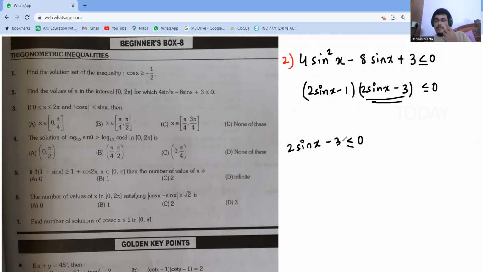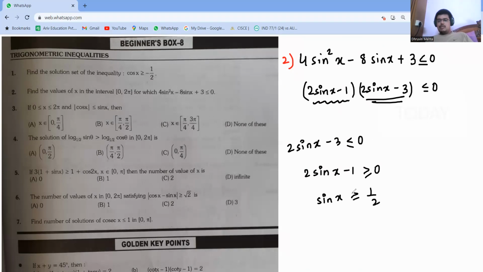Even if we take the maximum value 1, we will still get 2 minus 3, which is a negative answer. So are you guys following this, that we are 100% sure that this is going to be negative? Now tell me, should this bracket be positive or negative to achieve this? Positive. Correct. So 2 sin x minus 1 should be positive, which means sin x is greater than or equal to half.